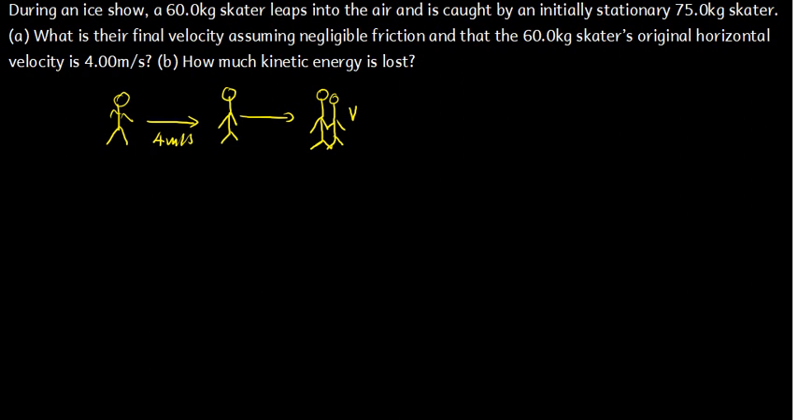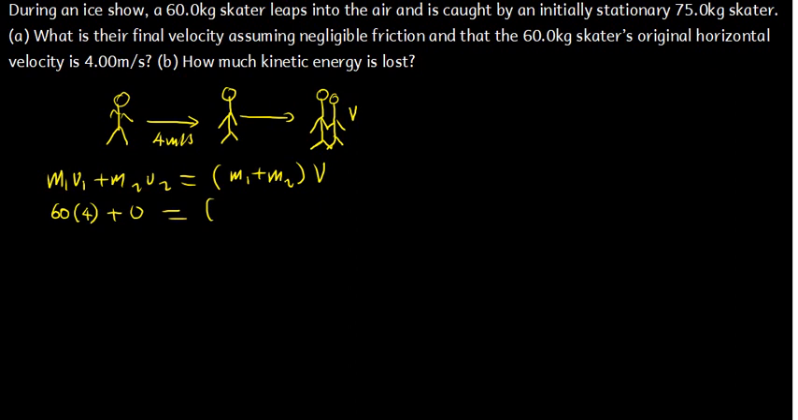Okay. Momentum before impact, that is m1u1 plus m2u2, is supposed to be equal to momentum after impact, but because they held each other, they are going to have a combined mass and the same velocity. So the mass for the first one is 60 kg, and it is the one which was moving at 4 meters per second. The other one was initially at rest, and then they are going to have a combined mass of 60 plus 75, and then they'll move at a velocity v.